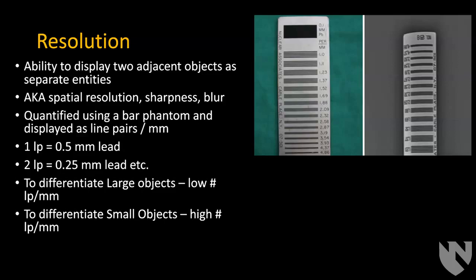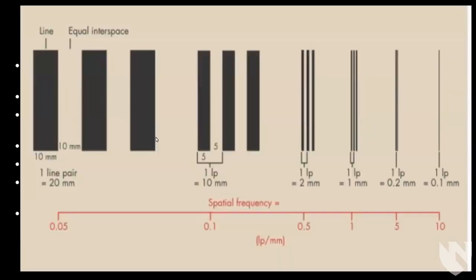So if you have one line pair per millimeter, that means that the lead line is half of a millimeter, because it's a line pair per millimeter, so there's a half millimeter line. And two line pairs would be 0.25, etc. So if you want to be able to differentiate large objects, you only need a low number of line pairs per millimeter, but if you want to differentiate small objects, you need high line pairs per millimeter.